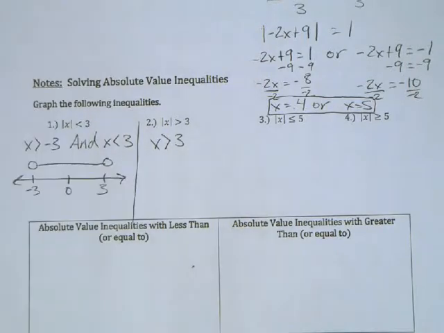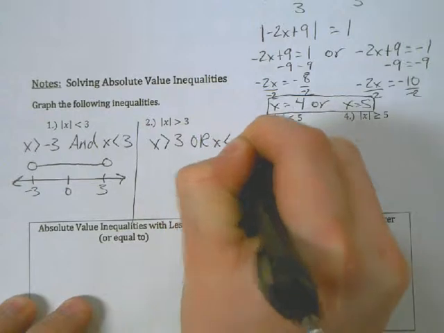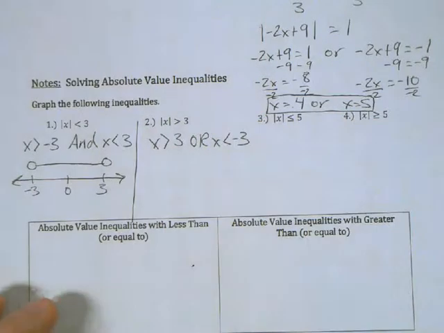The numbers can either be greater than 3, or x is less than negative 3. So there's a huge difference, right? Because 50 is certainly greater than 3. Yes, I can explain the difference.